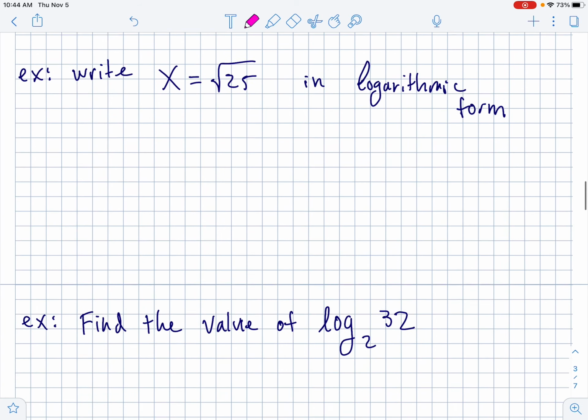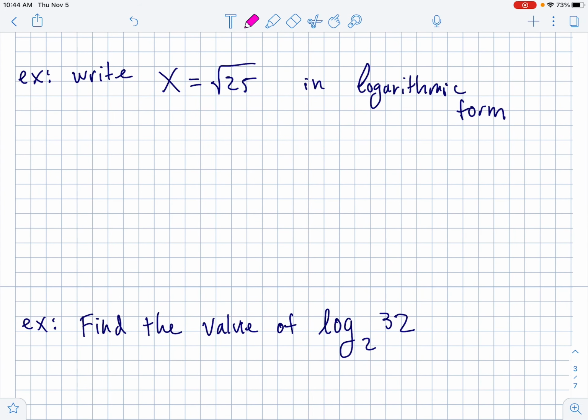That's cool. Next one. Write x equals root 25 in logarithmic form. This might be weird because a lot of you will really want to turn this into 5. Don't do that. What you should actually do is remember that every square root or any root can be written as a rational fraction. So this, not turning it into logarithmic form yet, I'm just rewriting it as a fractional exponent.